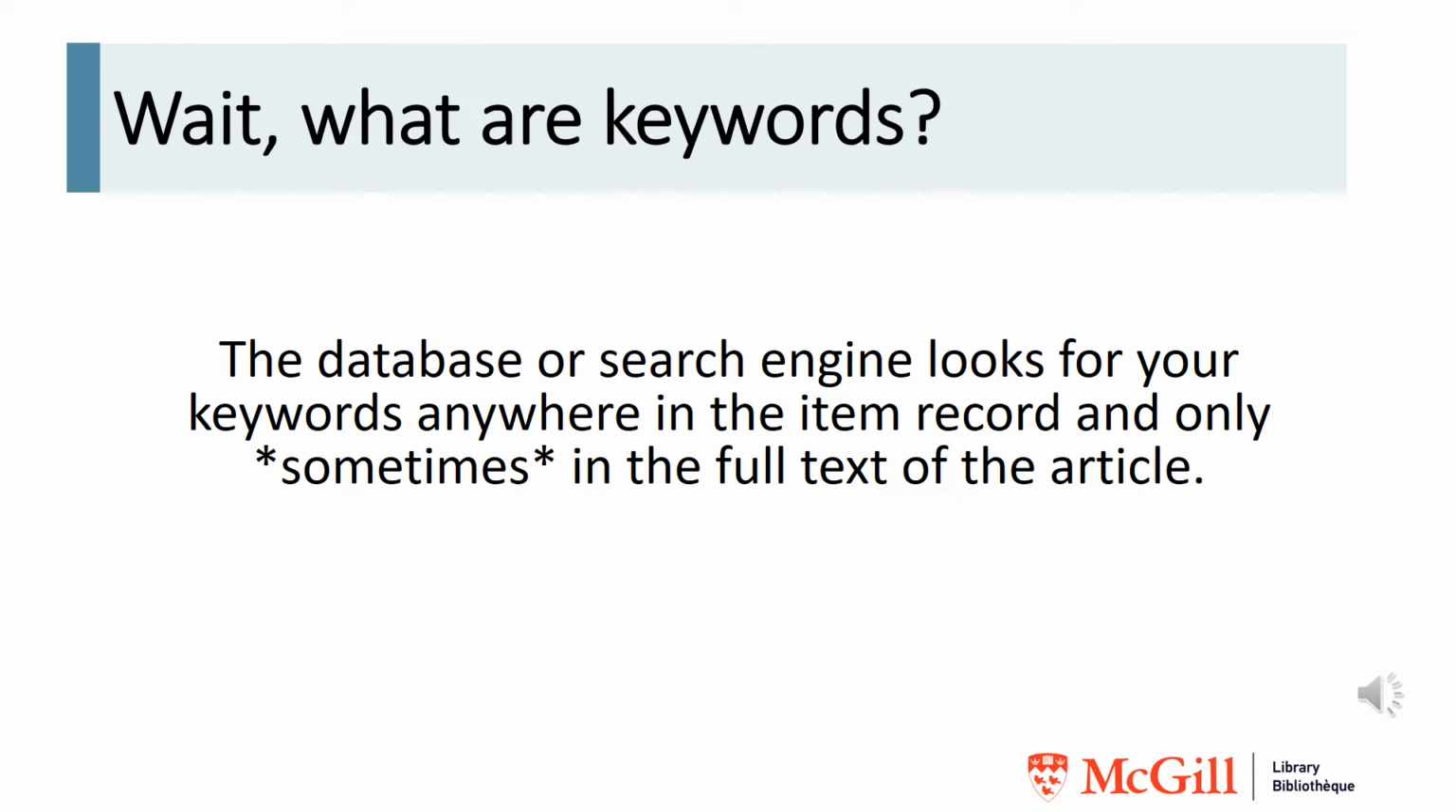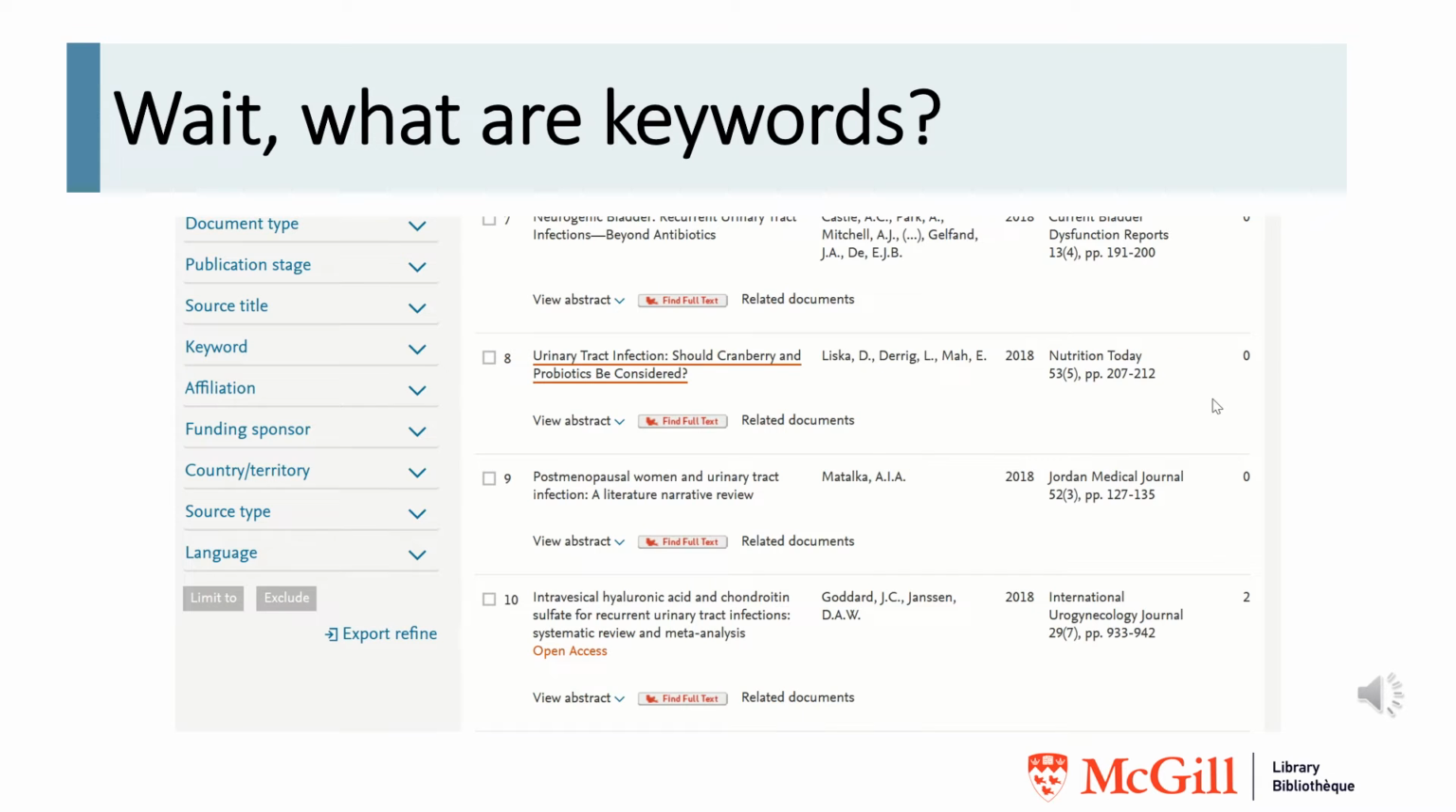When you're searching using keywords in a database or a search engine, usually what's happening is that you're looking for those words anywhere in the item record and only sometimes in the full text of the article. So let's see what that means. What is the item record?